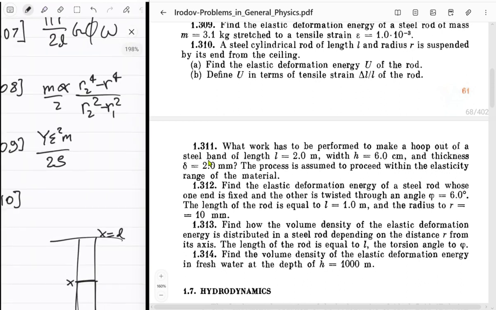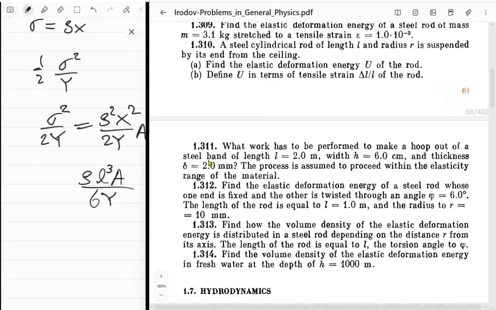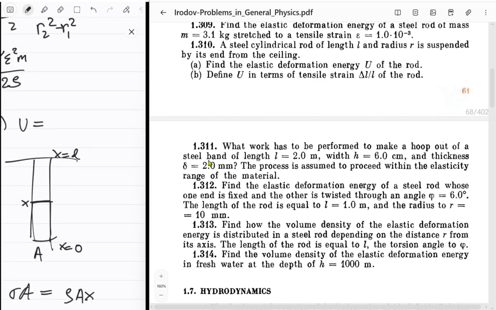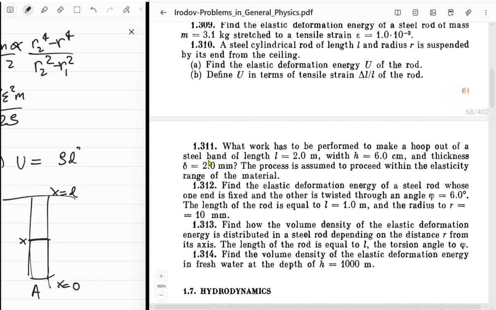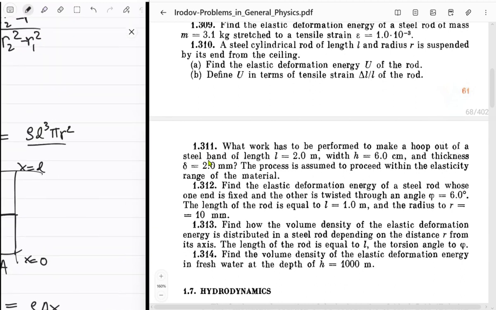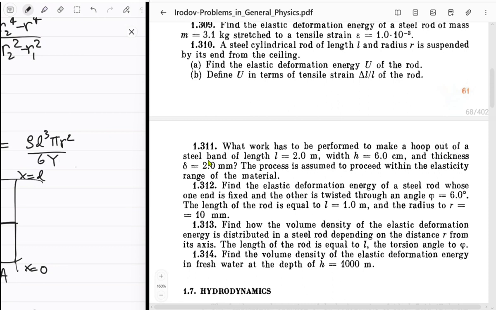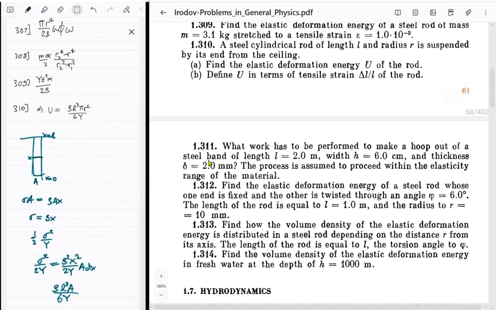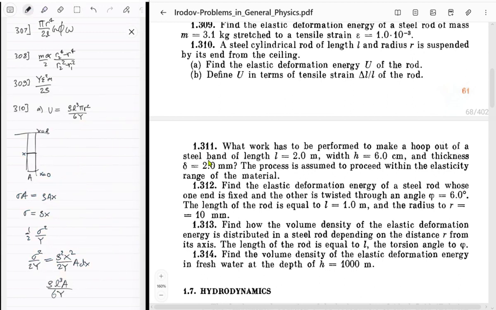That's the U. So U is equal to rho squared L cubed A, and A is just pi r squared, by the way, upon 6 Young's modulus. Now they want me to express this using what? Oh yeah, using dl upon L, that is, using the net tensile strain.